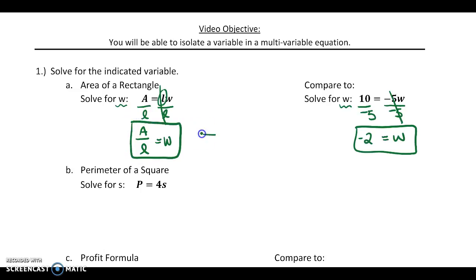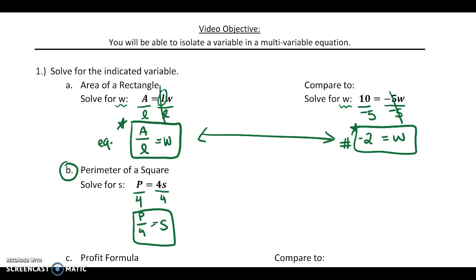So the only difference between these two problems is that in this one, you'll actually get a number as your answer, whereas if you have more than one variable, you're not going to be able to get a concrete numeric answer. You're going to be left with an equation as your answer, and that's okay. Okay, so I'm going to let you try B on your own. Pause the video. I'll come back with the answer. No peeking.